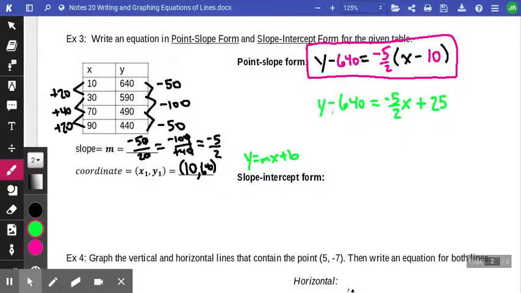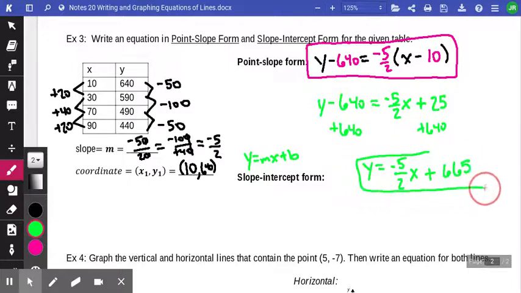Last thing, get y by itself. We're subtracting 640, so we'll add 640 to both sides. And we're going to get y equals negative 5 over 2x, and then plus 665. So there would be the equation of the line in slope-intercept form. The slope is still negative 5 over 2. This one tells me the ordered pair is at 10, 640. This one, the ordered pair is the y-intercept, and it's at 0, 665.